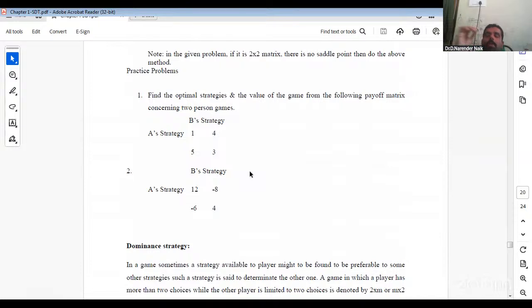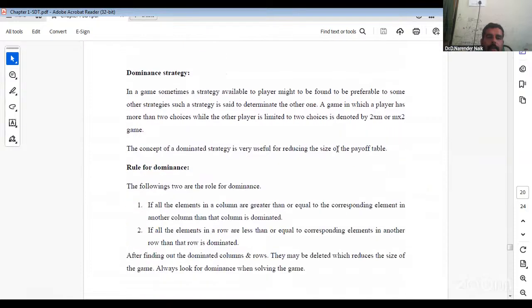Then we go for the next method, that is the dominance method. In a game, sometimes a strategy available to the player might be found to be preferable to some other strategies, such a strategy is said to dominate the other one. A game in which a player has more than two choices, while the other player is limited to two choices, is denoted by 2 into m or m into 2 game. The concept of dominating strategy is very useful for reducing the size of payoff matrix.